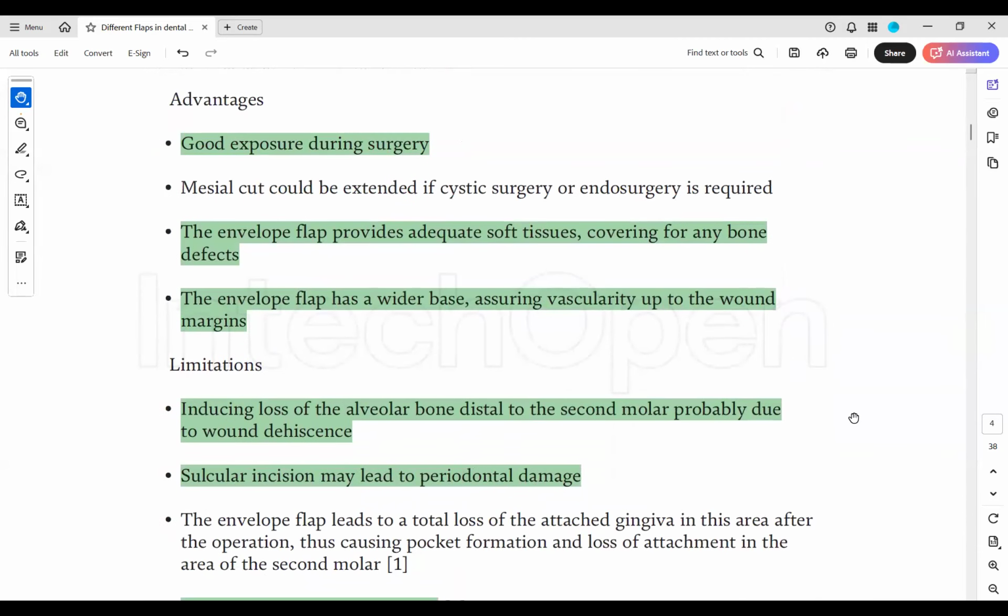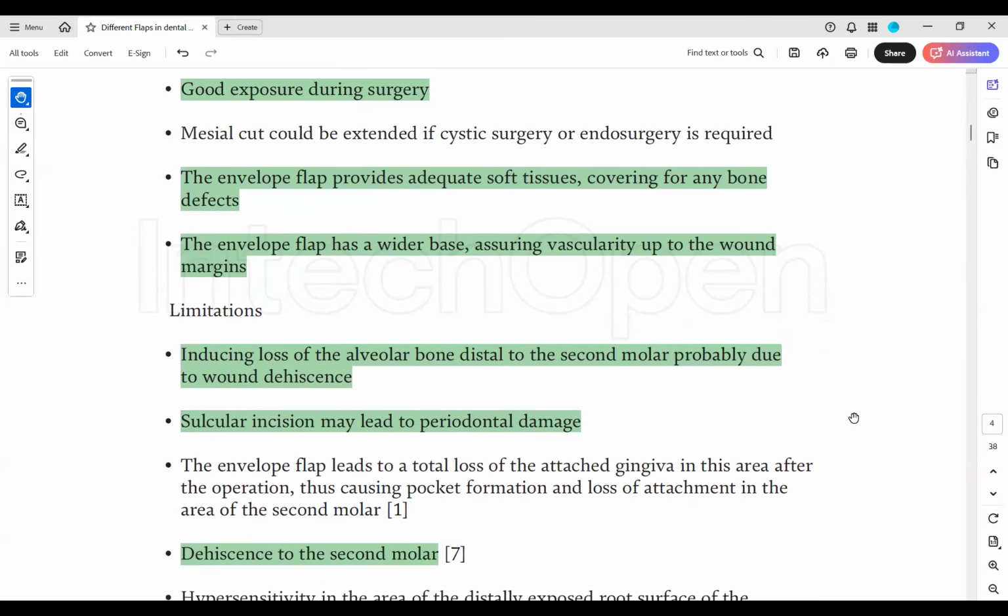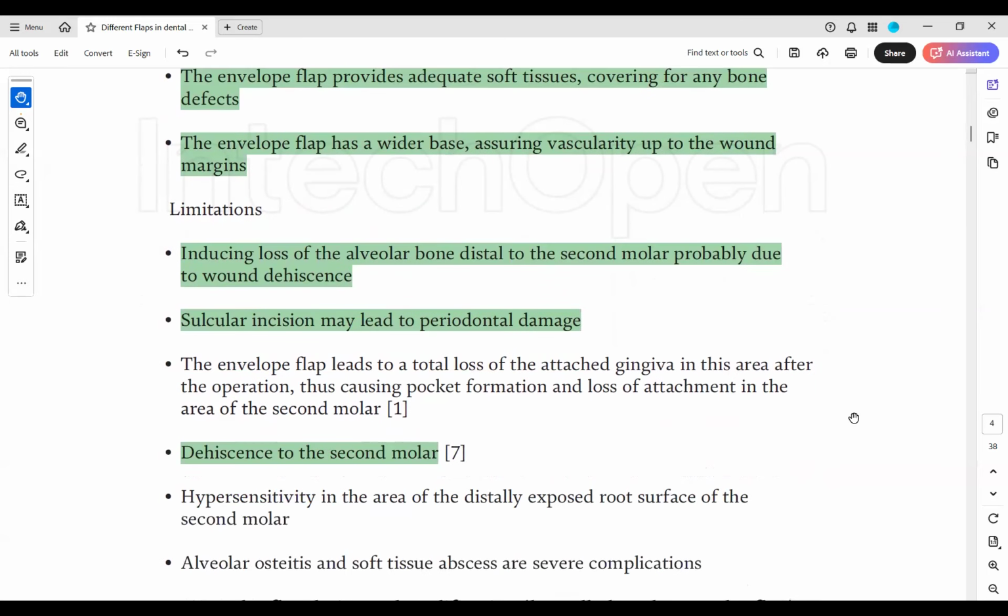So yes, because it goes from the first molar into the ramus, the wideness is there. You can have good exposure. You can keep the top wider because the base is still there. So circulation will never be compromised here, right? And it has a wider base. It assures the vascularity up till your wound margin.